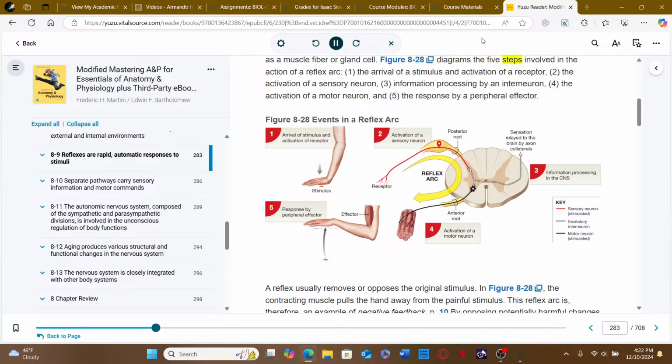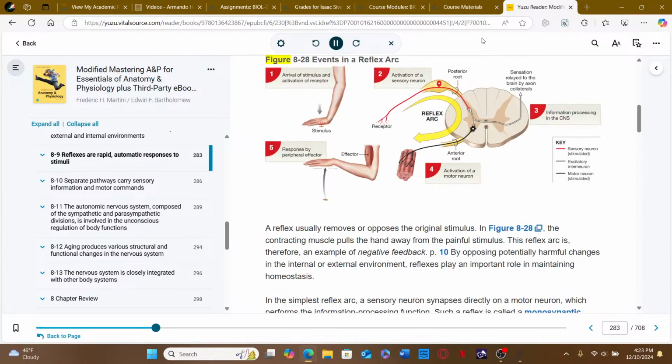Figure 8-28 diagrams the 5 steps involved in the action of a reflex arc. 1. The arrival of a stimulus and activation of a receptor. 2. The activation of a sensory neuron. 3. Information processing by an interneuron. 4. The activation of a motor neuron. And 5. The response by a peripheral effector.